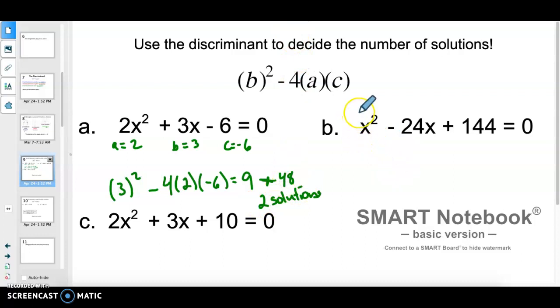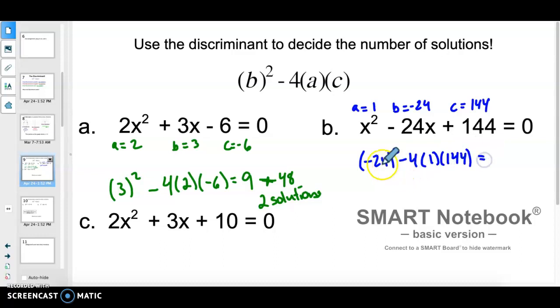So let's see another one. In this one, A is 1, B is -24, and C is 144. If we plug that in, we've got B squared, so -24 squared, minus 4 times A times C. -24 squared is 576. And then 4 times 1 times 144 is also 576. So we know 576 minus 576 is going to equal 0. This equation is going to have 1 solution, so it would touch the x-axis 1 time.